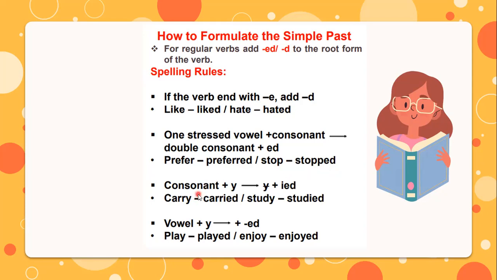Now, when I have a consonant letter and then I have a Y, I need to cross out the Y and add IED, like study, studied, carry, carried. However, when I have Y preceded with a vowel letter, I do not cross out the Y, I keep it, and I only add ED, like play, played, enjoy, enjoyed. Now, these rules aren't new to you because when we studied the present perfect tense, when we were looking at the verb, its past tense and its past participle, we looked mainly at the irregular verbs and regular verbs. So these are the similar rules. You already know them.